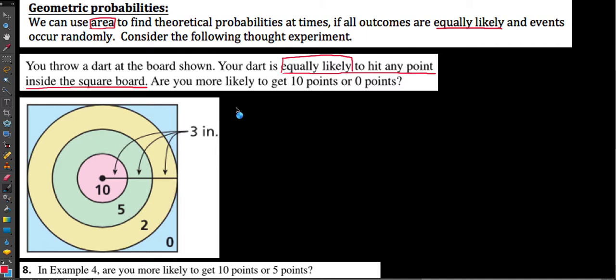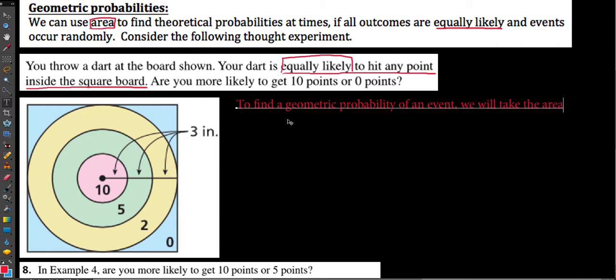So let's go ahead and we'll type in a little ditty here that we can put into our notes. This will show up. Here we go. To find a geometric probability of an event, we will take the area of a favorable location divided by the area of the entire space.